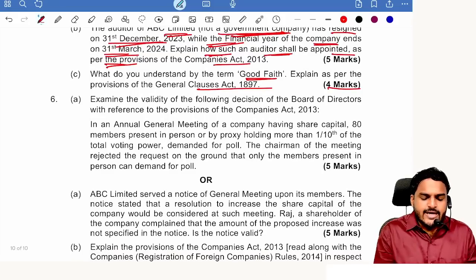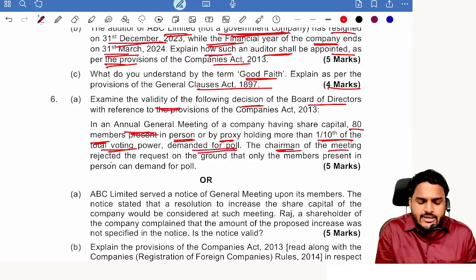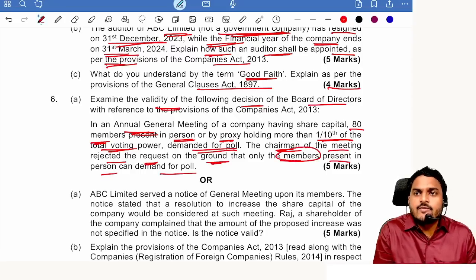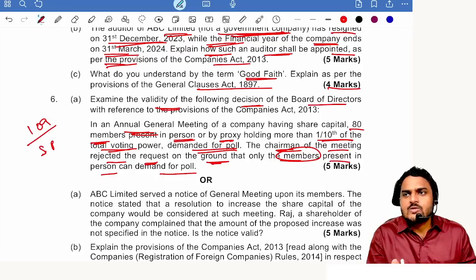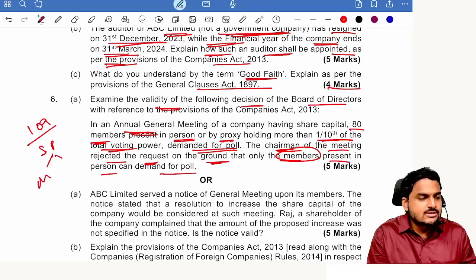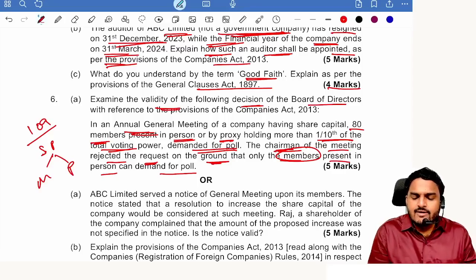Next one, examine the validity of the following decisions of the board of directors. First one, in AGM, 80 members present in person or by proxy holding more than 1/10 of total voting power demanded a poll. The Chairman of the meeting rejected the request on the ground that only members present in person can demand a poll. Tell me, section 109, who can demand a poll? Specified persons. Who can be specified persons? Members as well as proxy. That means the chairman's contention, valid or invalid?